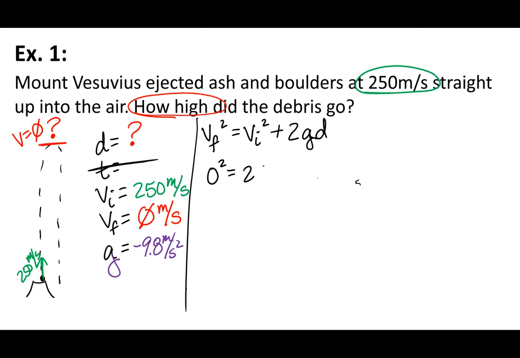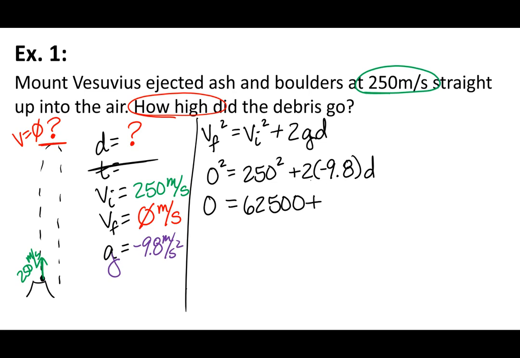Now we plug in. 0 squared equals 250 squared plus 2 times negative 9.8. Sorry about that. And D, because that's what we're looking for. 0 squared is 0. 250 squared is 62,500. Whew. Plus, why don't we go ahead and combine this 2 and negative 9.8, and that would be negative 19.6 times D. Now, an algebra mistake that I always see is combining these two numbers. You cannot do that. The 19.6 has a D attached. The 62,500 does not. Therefore, you cannot combine those two.